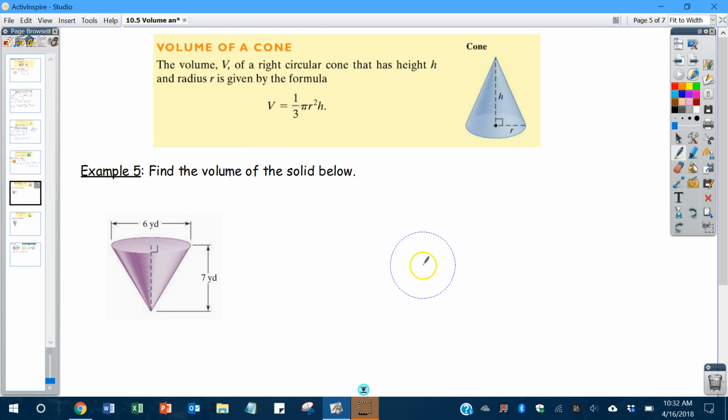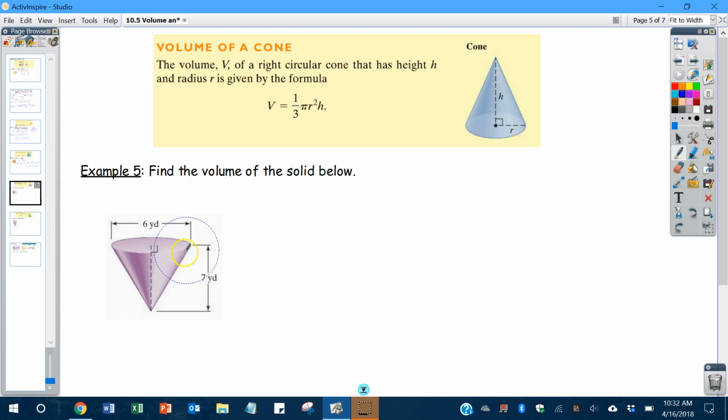The cone works very similar to a cylinder. The cone has a circular base and a top, and for the volume, all you need is the radius and you need the height. So the height is the perpendicular distance from the base to the top, kind of like in a pyramid. And then the radius is going to be the radius of the base here.